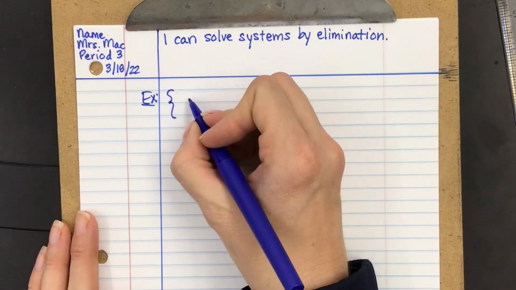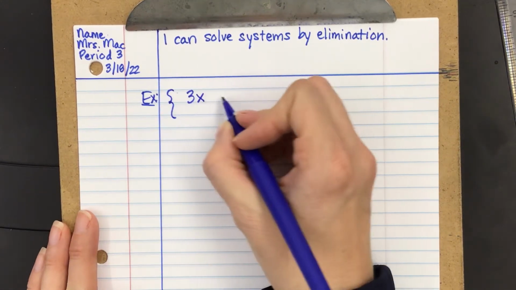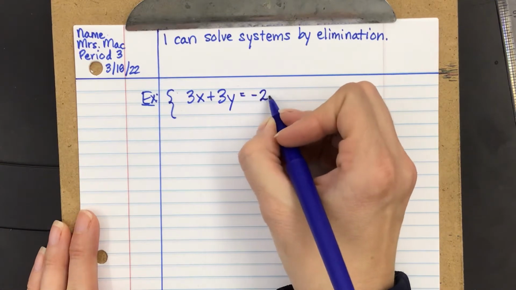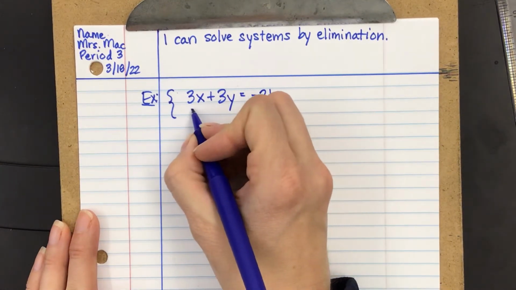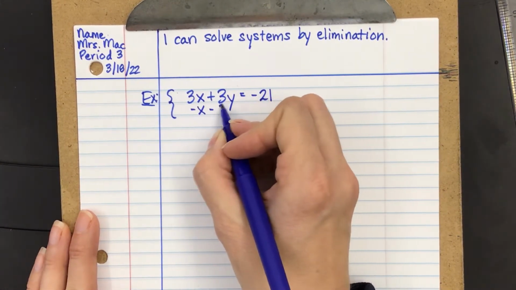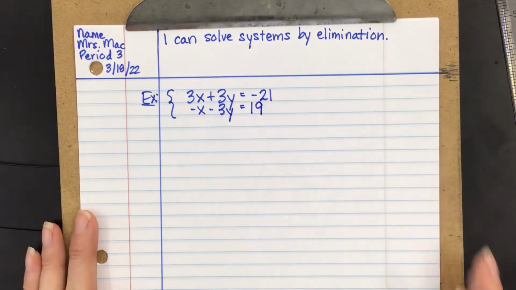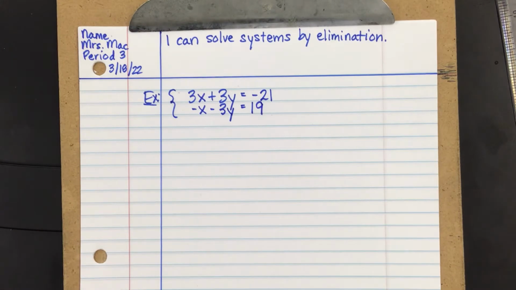All right, first example. So here's your system. 3x plus 3y is equal to negative 21. Negative x minus 3y is equal to 19. Okay, I'm gonna let everyone get that written down so that your eyes can be on the screen for the next part. So go ahead and write that down.